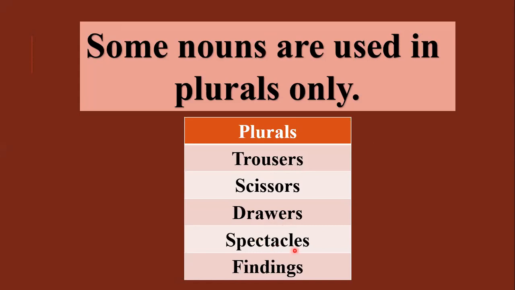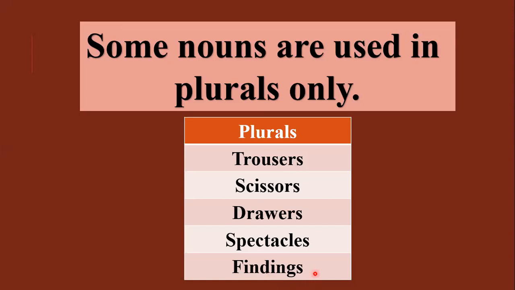Drawers, spectacles. Spectacles are glasses. Can you find my glasses? So definitely it will be glasses always. It won't be, can you find my glass? You are looking for your glasses or spectacles, so you won't say, can you please find my glass? You will always say, can you please find my spectacles or glasses? So it's always written in plural form.